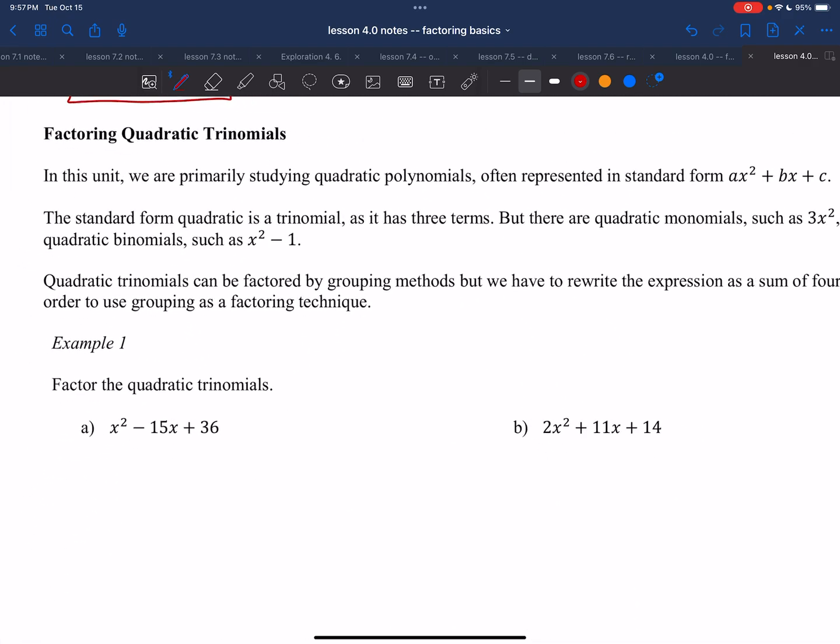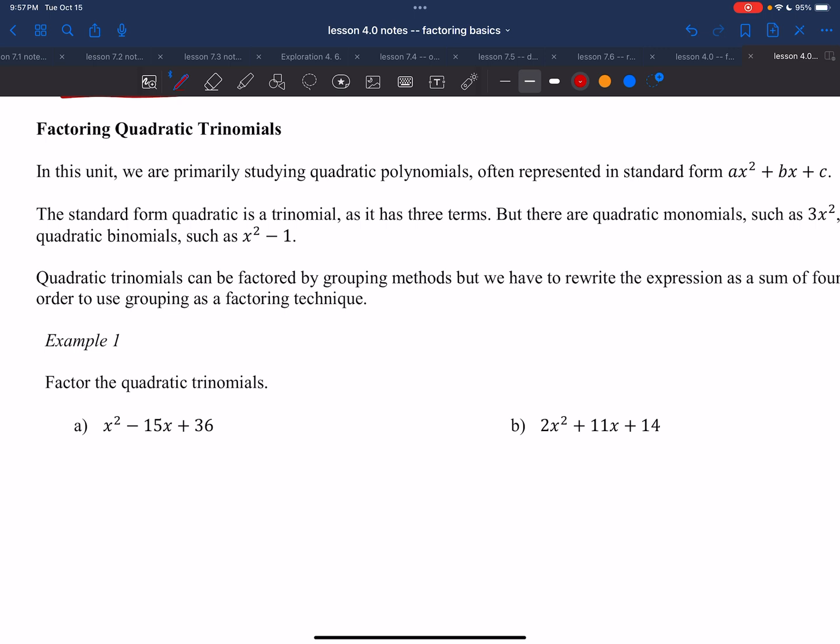Let's get back into it. So, factoring quadratic trinomials. This is the bread and butter of this unit, in particular Unit 4, because the focus of study is quadratics. All that stuff we were just doing had nothing to do with quadratics. Now we're going to talk about quadratic trinomials.